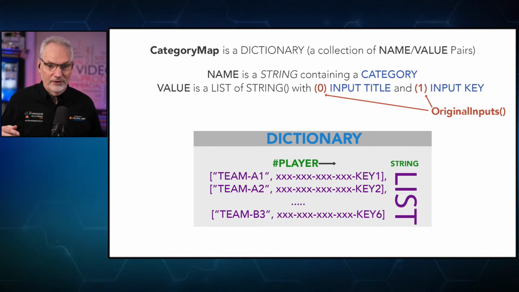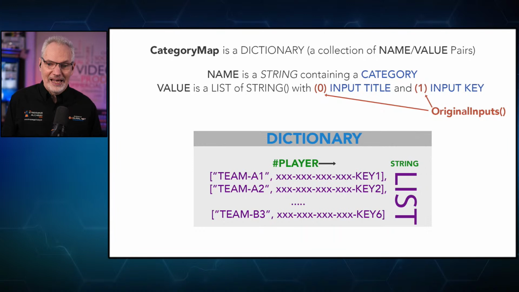So a list allows us to keep adding things to it, and that's ideal for adding inputs. And that's exactly what we do. The value in the name value pair is a list of string arrays, and that string array contains two elements: the input title, so we know what the title of that input is, and the key of the input, so we can actually reference that.